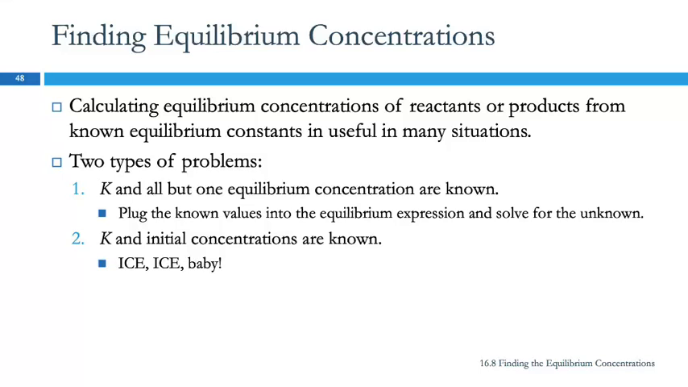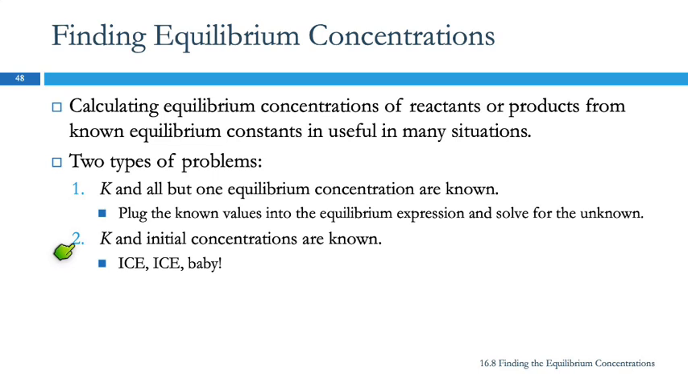Okay, how do we find equilibrium concentrations? We looked at how we can calculate the equilibrium constant, but how can we find equilibrium concentrations? This is a very useful technique or skill. There are two kinds of problems. The first one is where we know the equilibrium constant and we know all but one of the equilibrium concentrations. This is pretty straightforward. We just plug those known things into the equilibrium expression and we solve for the thing we don't know. And we'll do an example of that.